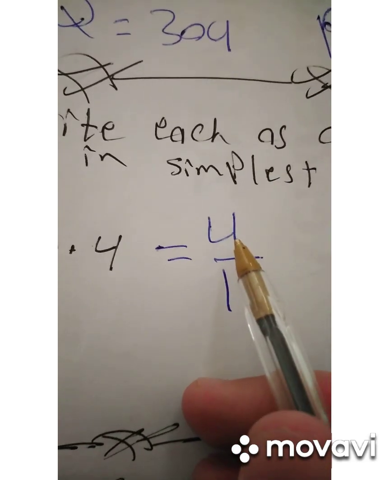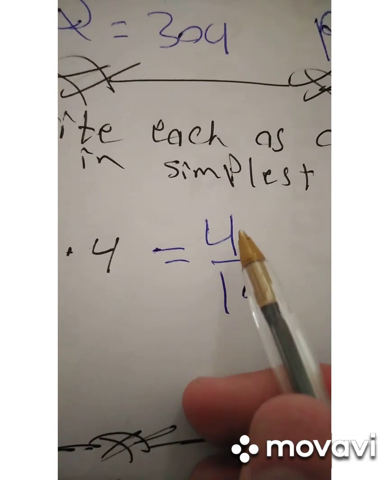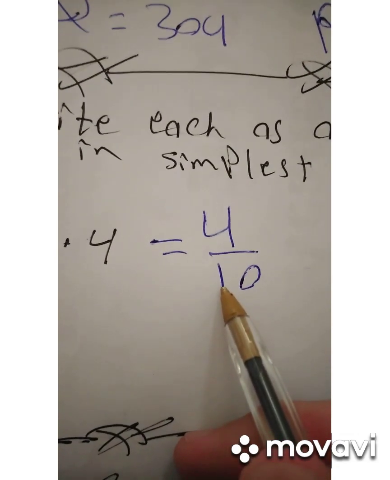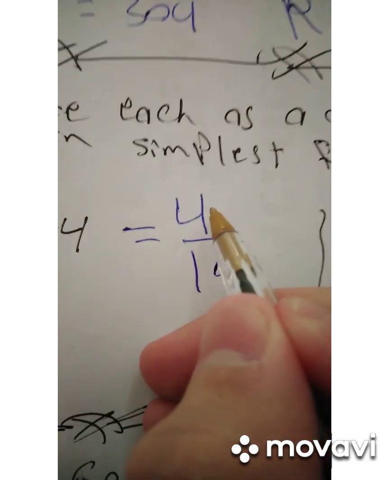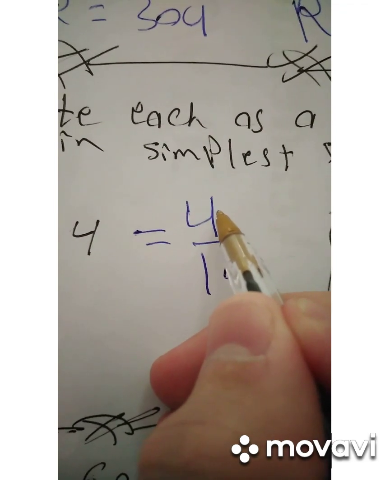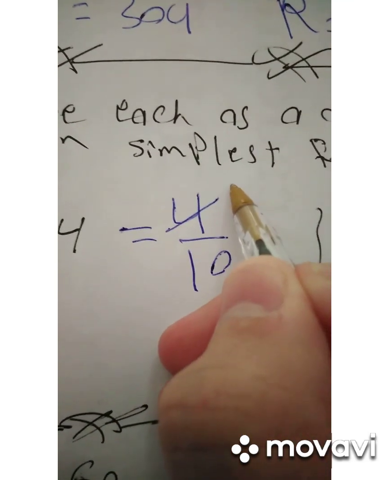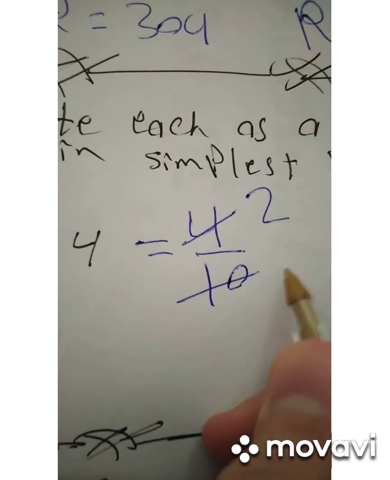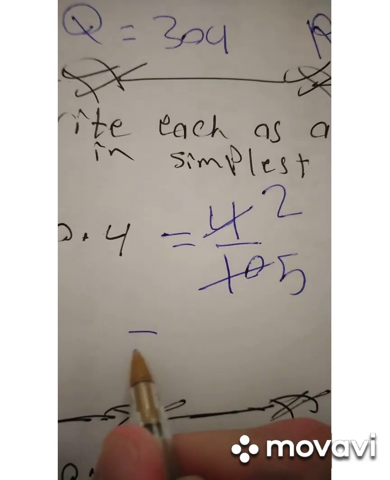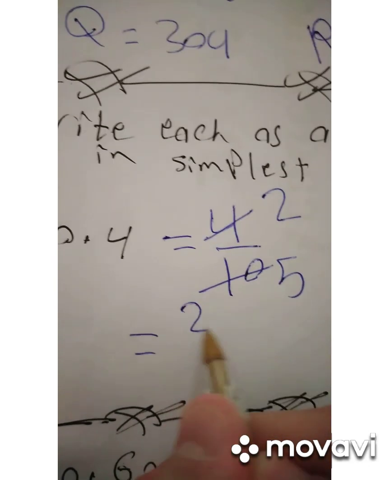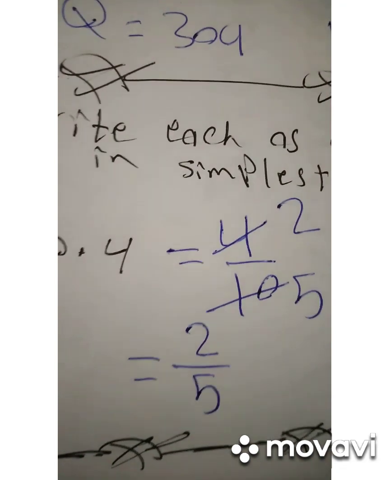Why? Because the greatest common factor, GCF, of 4 and 10 is 2. So we should divide up and down by 2. 4 over 2 equals 2, and 10 over 2 equals 5. So our fraction now in the simplest form equals 2/5.